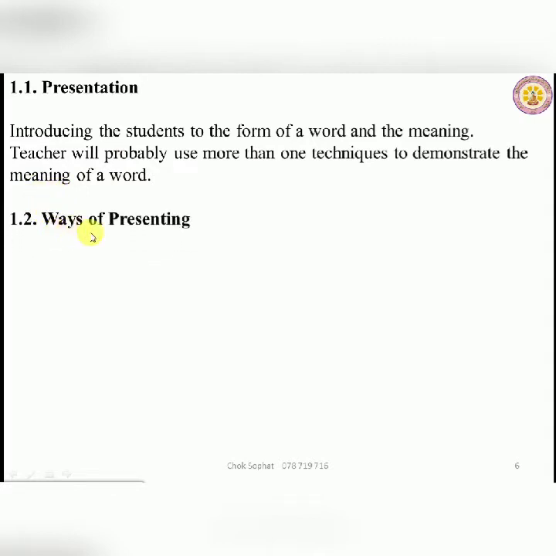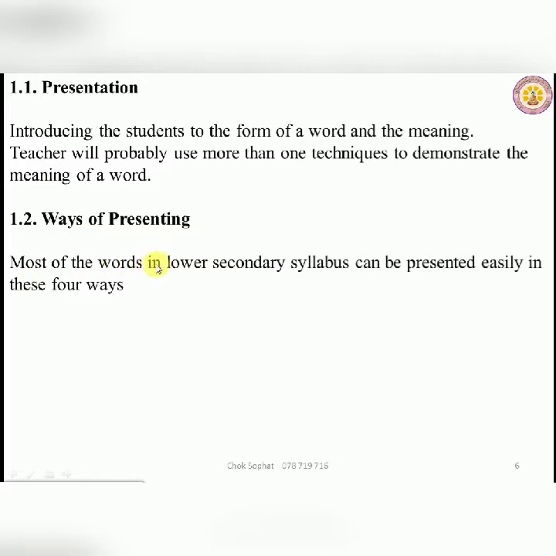Okay, the way of presenting a new vocabulary. Most of the words in the lower secondary syllabus can be presented easily in these four ways. One, pointing to or holding an object. When we teach lower secondary schools, it is easy for us because we can use the pictures or the real object. We can point to the object or hold the object and present them the word so they will understand the meaning of that word.